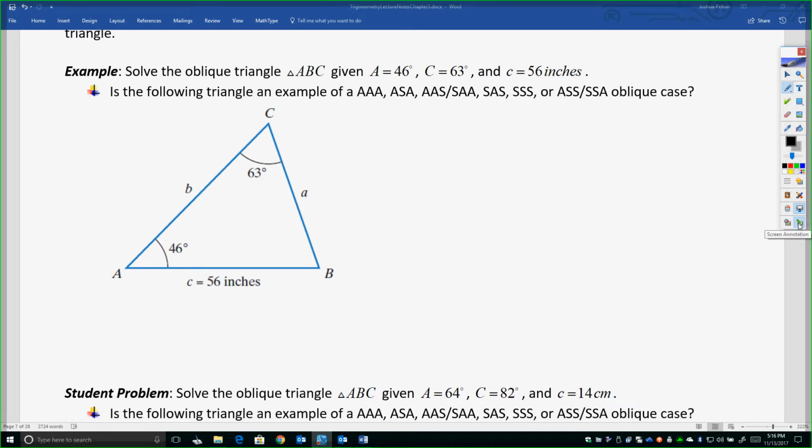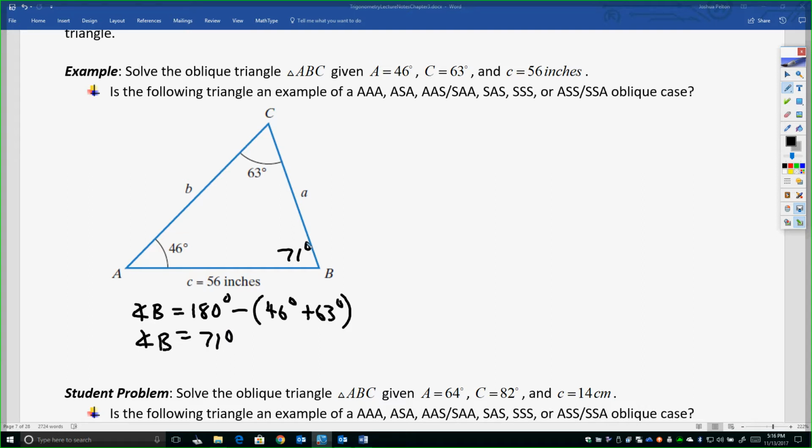Okay, so we want to find side A, side B, and angle B, which are missing here. So first off, angle B is going to be 180 degrees minus the other two angles, which are 46 and 63, because the total must be 180 for all three angles. So that's going to leave me with 71 degrees. Okay, now we can do the remaining ratios to find the sides.